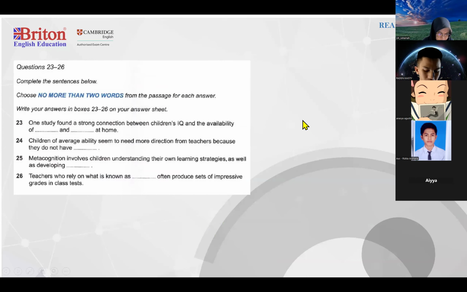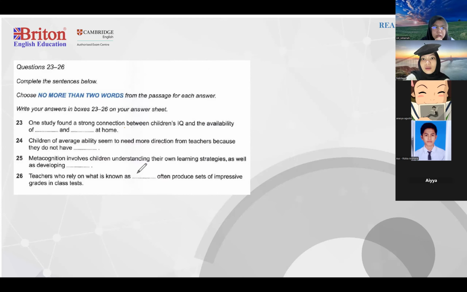All right, let's continue with the last 4 questions. What's the strategy for this? The strategy is the same, guys. Triple S. Choose the keyword, find the keyword, skim the area to get the words. So let's start with number 23. Miss Juhai, what's the keyword for number 23?